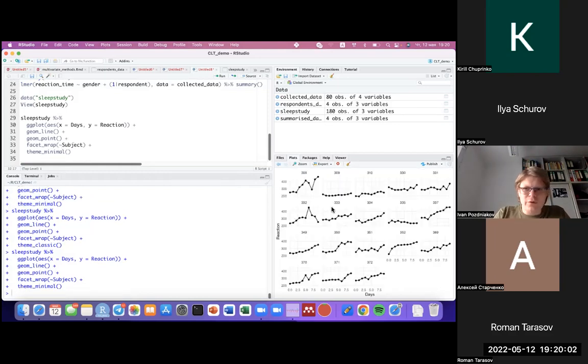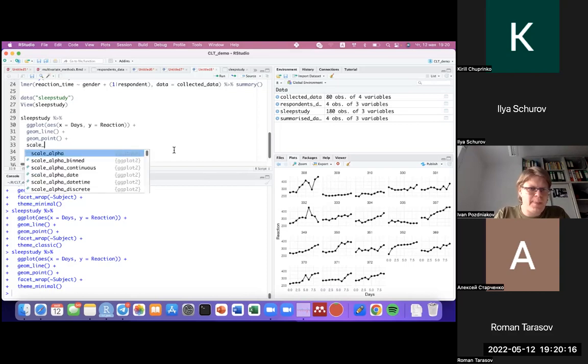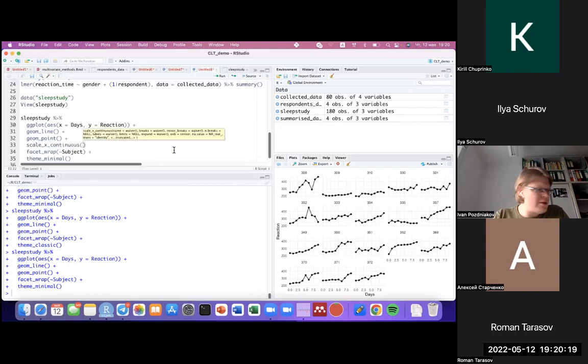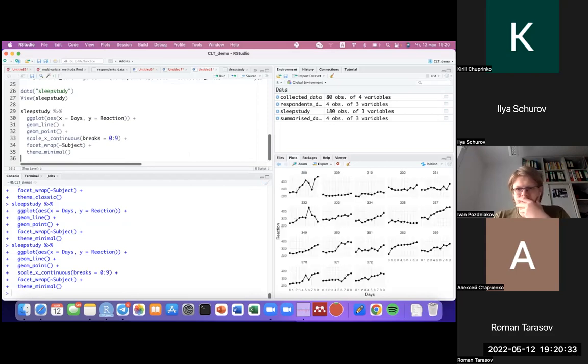And also we want to set here, I don't like that it uses continuous values for the X scale. So I will use scale_x_continuous, and I will set breaks 0 to 9 because we have 0, 1, 2, 3 and so on. Yeah. Okay. Now we have a perfect figure.